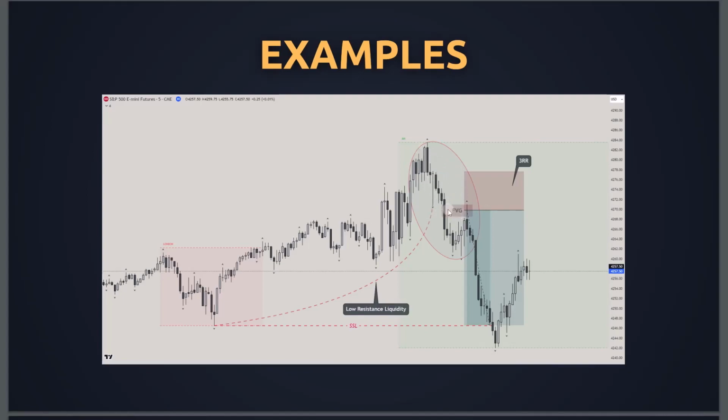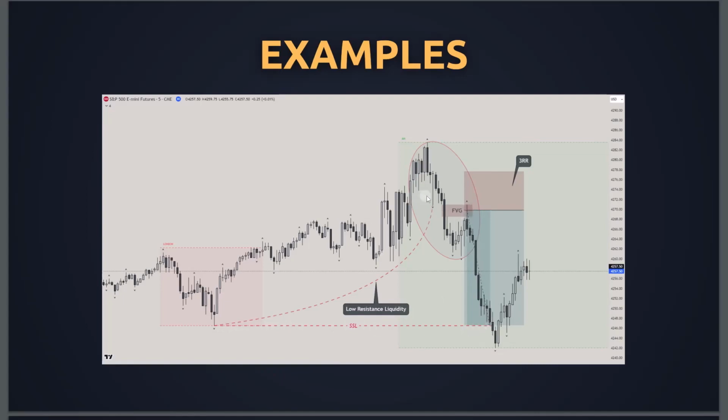So there's no reason for price to go up. If it disrespects its fair value gap, mostly it's going lower. So stop loss here, take profit at the London low, take profit done. If you can see, as soon as price mitigates the fair value gap, it goes lower aggressively.